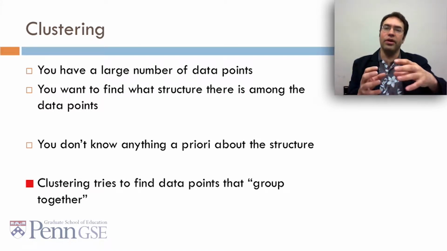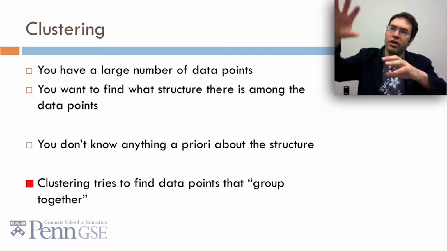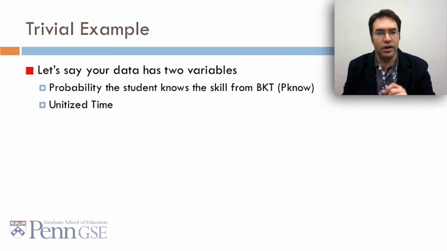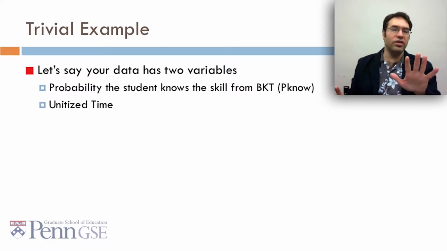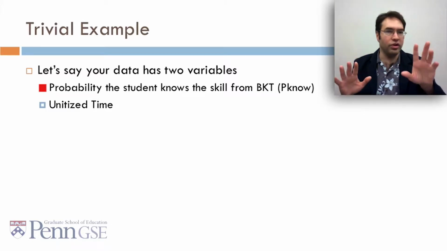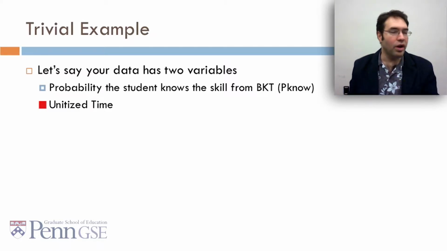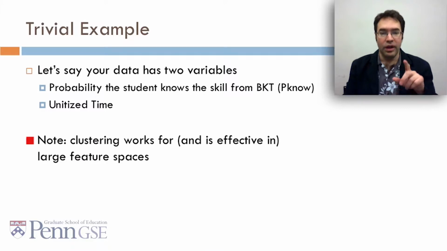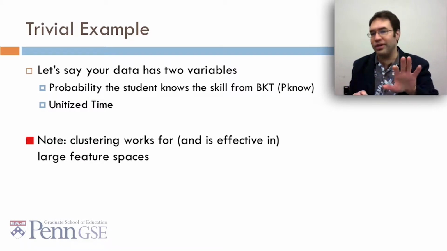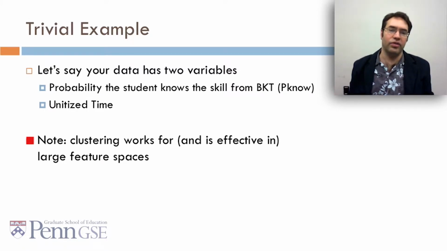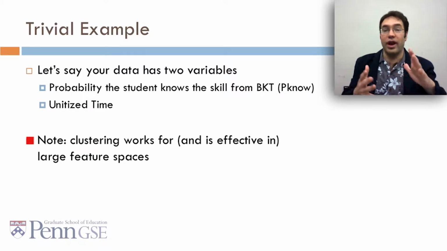So, of all your data points, here are some that are similar; they're a cluster. Here's a different set that are different from those, but similar to each other. So let's take a trivial example. Let's say your data has two variables: the probability that the student knows the skill from Bayesian knowledge tracing, week 4, called P(know), and unitized time, how fast the student's action was relative to all other students who did the same action. I should point out that clustering works effectively in really big feature spaces, thousands, tens of thousands of variables. We're just going to talk about two so that I can actually show it on a 2x2 graph.